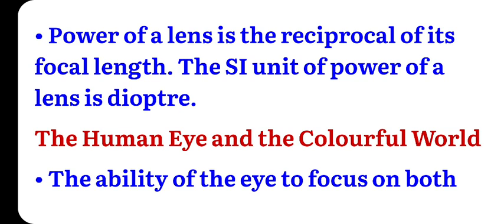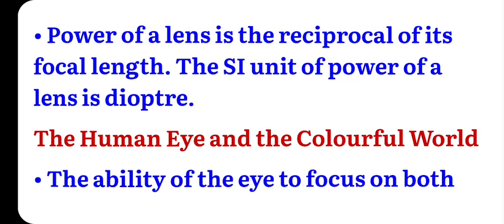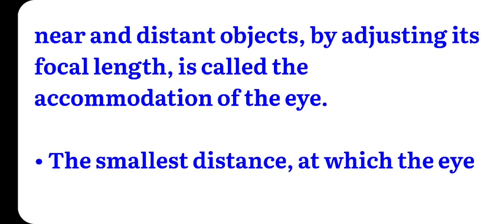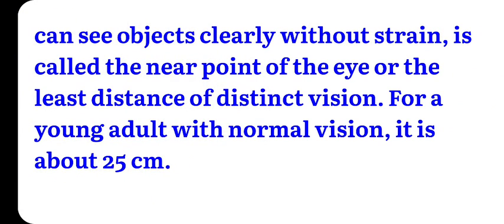The human eye and the colorful world. The ability of the eye to focus on both near and distant objects by adjusting its focal length is called the accommodation of the eye. The smallest distance at which the eye can see objects clearly without strain is called the near point of the eye, or the least distance of distinct vision. For a young adult with normal vision, it is about 25 centimeters.